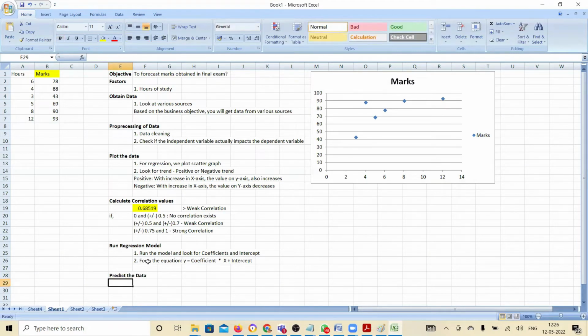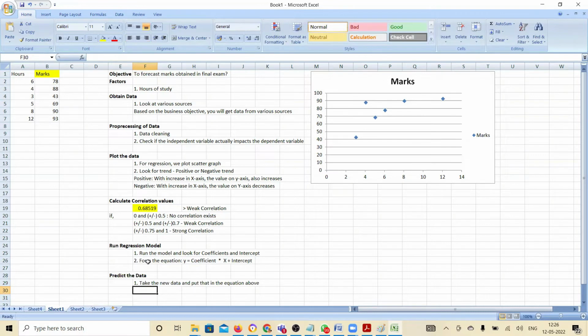Okay, and then next step is to predict the data. Now you put whichever data you want to predict, take the new data and put that in the equation above. Okay, and you will have your new value. Yes? Yes. Okay. So these are the steps that we perform.